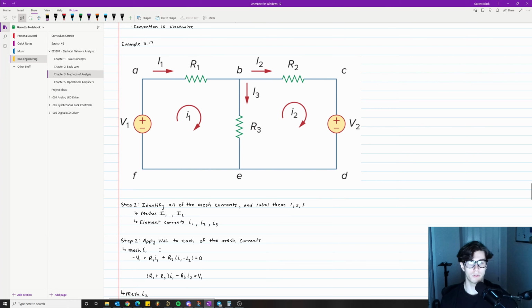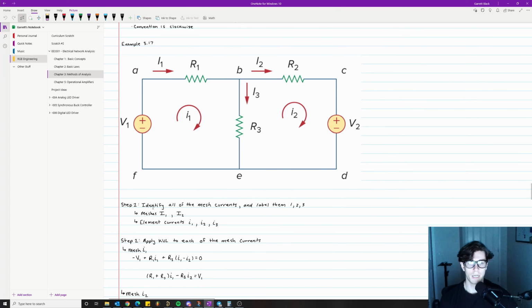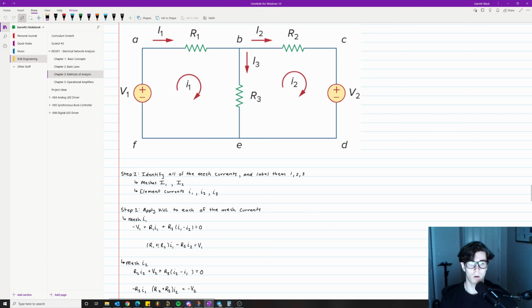Step 2 is apply Kirchhoff's voltage law to each of the mesh currents. That means we're going to apply Kirchhoff's voltage law twice, once for each of these loops. For mesh I1, we have negative V1 plus R1 I1, because V equals IR, plus R3 times (I1 minus I2). Why I1 minus I2? Going clockwise, this one is going down and this one is going up, so that's why we have I1 minus I2, because they're going in opposite directions. And that's equal to 0, Kirchhoff's voltage law. So that simplifies down to (R1 plus R3) times I1 minus R3 times I2 equals V1.